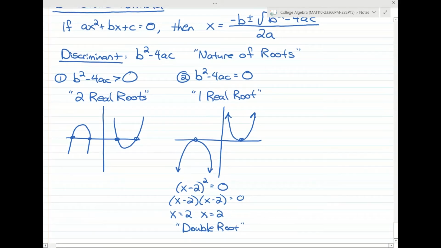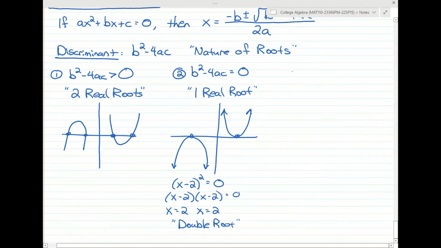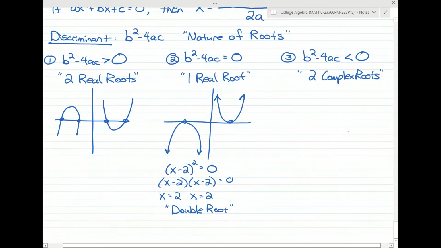The last scenario that'll happen with the discriminant is if b squared minus 4ac is negative. We say that we would get two complex roots. Complex, remember, is a combination of imaginary and real. All this means is if you're taking the square root of a negative number, you wouldn't have any intersections of the x-axis. The graph would be a floater, something like this.